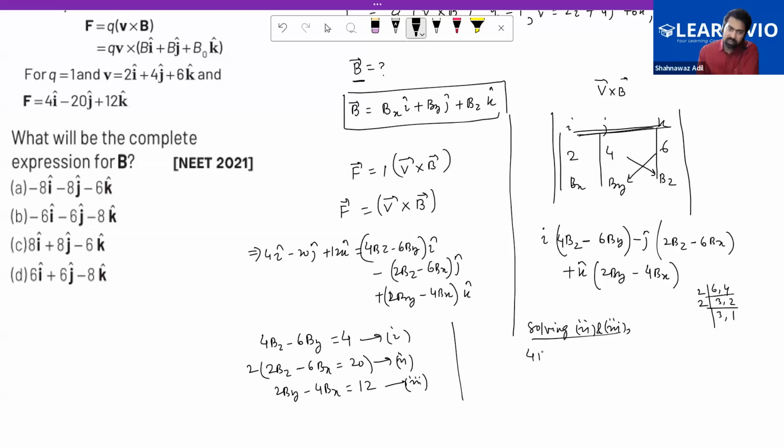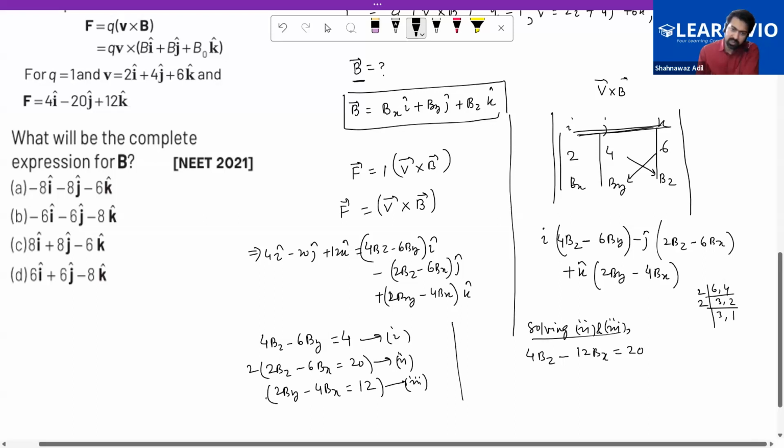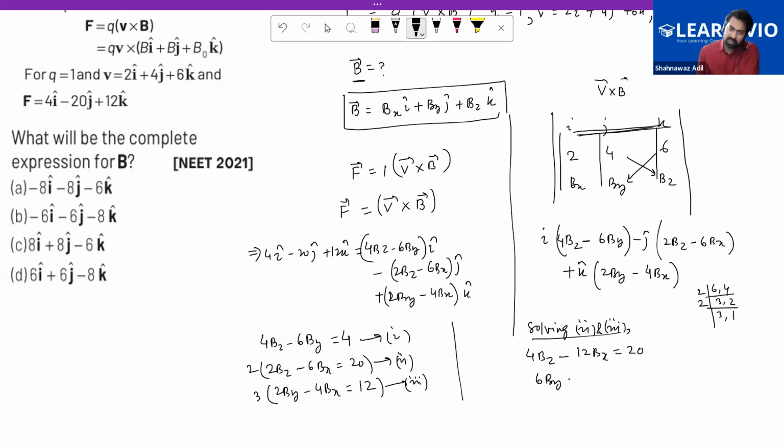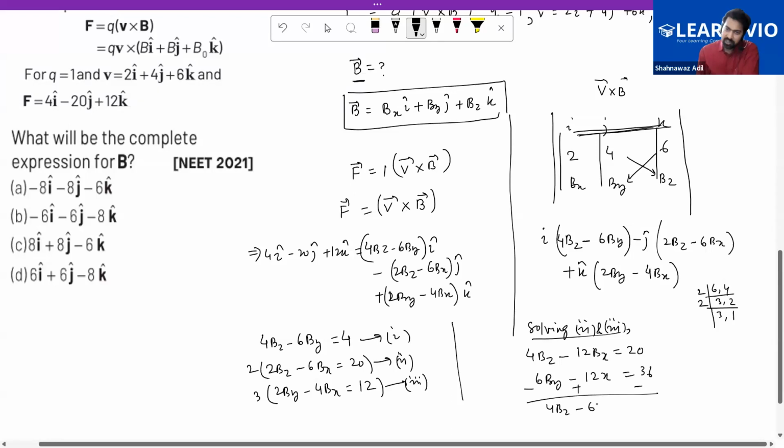So this is 4bz and then minus 12bx. This is 20. And then we have to multiply this with 3. So this is 6by and minus 12x. This is equal to 36. Now we subtract these two equations. So this is subtracted and this is 4bz minus 6by and this one is cancelled and this is minus 60.